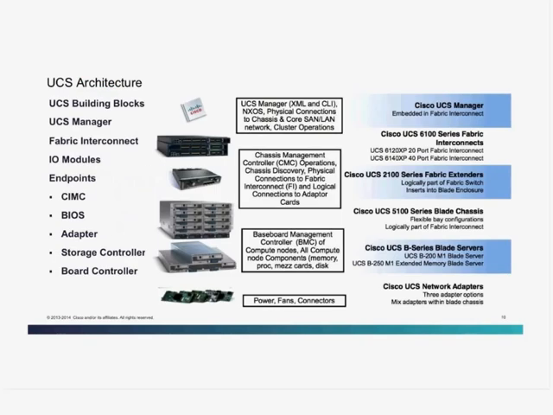So this is a basic UCS architecture, listing out the basic building blocks. It consists of fabric interconnects, IO modules, and your endpoints, that is your blade servers. We have internal components inside a blade, like CIMC, BIOS, adapters. I'm speaking about the converged network adapters, storage controller, and board controllers. We are going to discuss each component in detail.